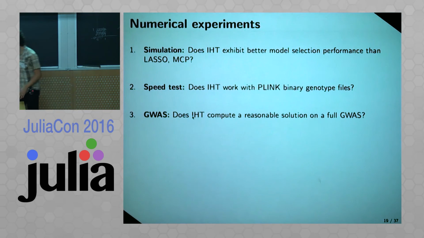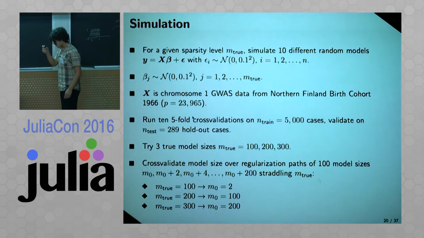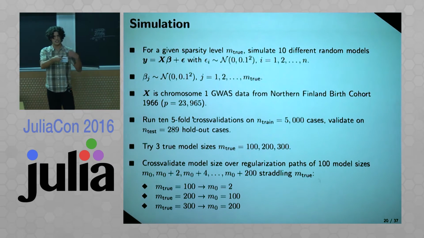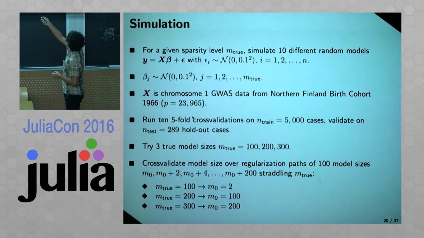All right, so let's start with the first one. This is quite a mouthful, but let's go through it. The simulation is this: you simulate some phenotype, so it's basically all noise. The phenotype is modeled as X beta plus your noise. Here I've given the noise the same magnitude as the coefficients. We're testing 3 model sizes here in M true: 100, 200, 300. The data is actually from a true GWAS. We're going to use just floating point data for the sake of comparison.